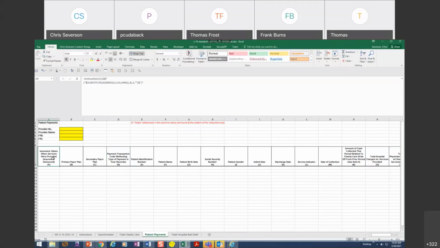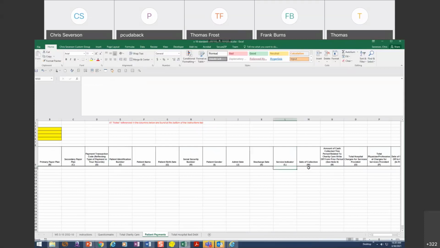So much of the data is going to be the same as far as the identification, but notice there's this column D where it just is a payment transaction code. Again, that's going to be internal to your systems. What type of payment did you accept? And then we get over to M, the date of collection. The payment had to have been received this period, otherwise it's not going to be reported here.